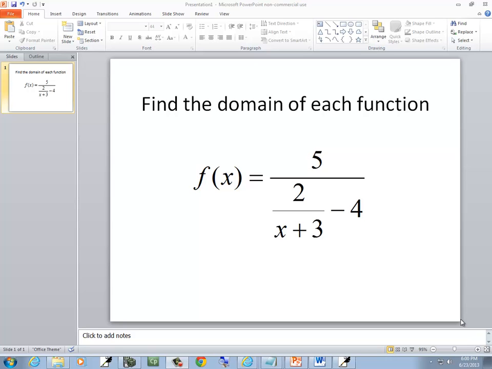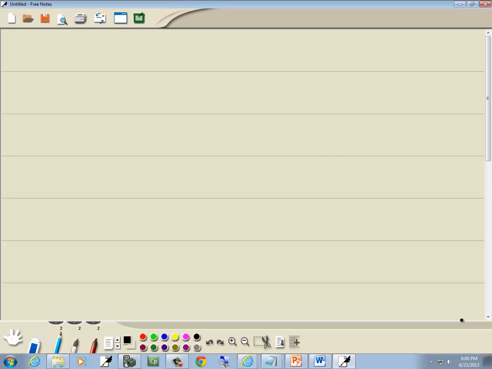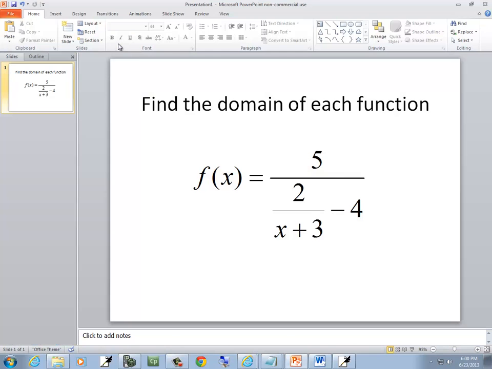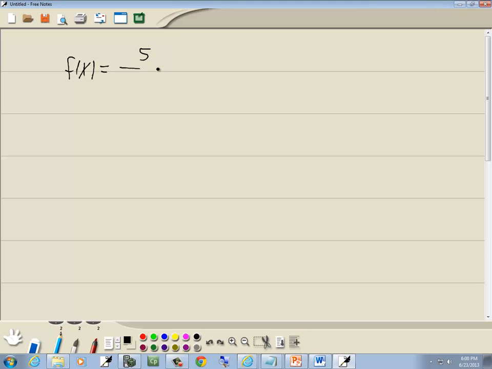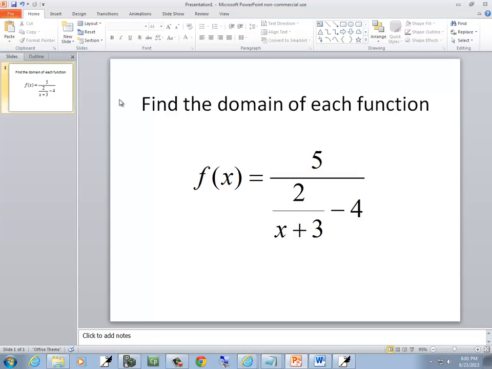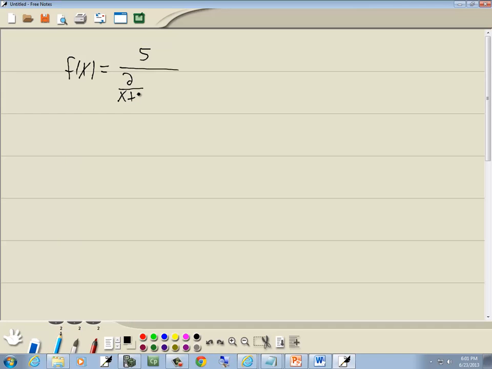In this problem, we want to find the domain of each function. So we've got f of x is equal to 5 over 2 over x plus 3 minus 4. Now this is a complex fraction, specifically a complex rational expression. You get a fraction inside of a fraction is what that means. This 2 over x plus 3 is our inside fraction. It's got its own denominator, so we want to set the x plus 3 equal to 0.